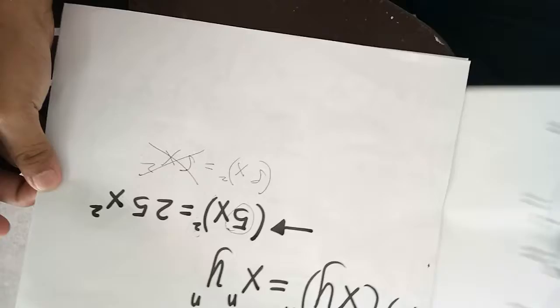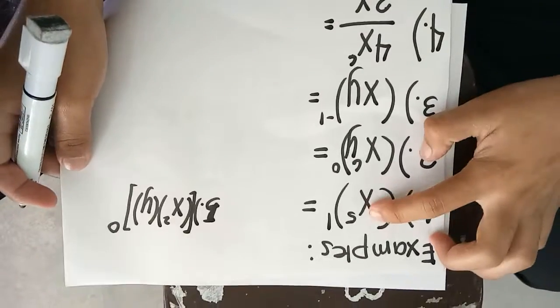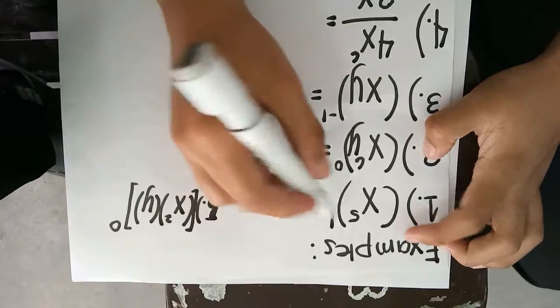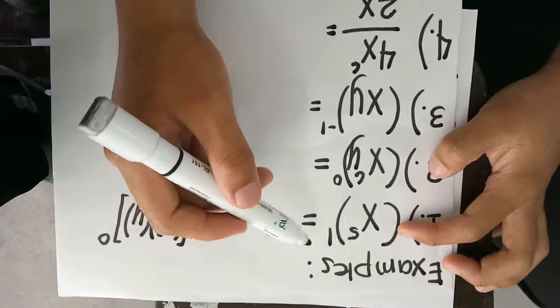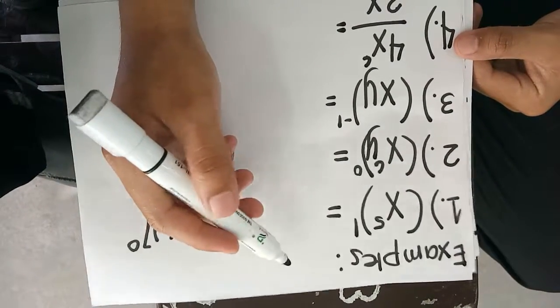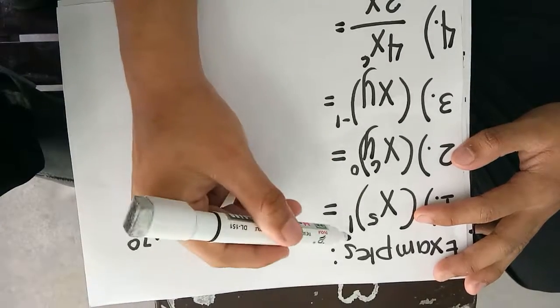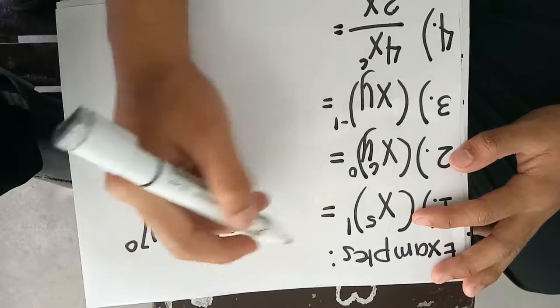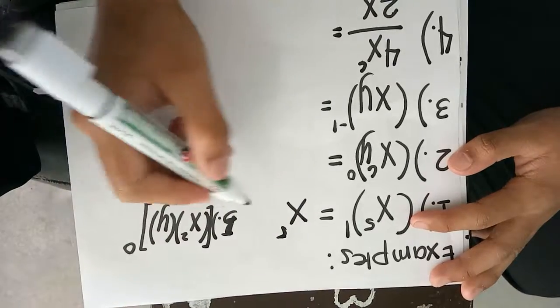So let's have some examples. First, we have x to the fifth, in parentheses, with the first power. Since we have the first law of exponent that any term that has the first power is equal to itself, we have the answer x to the fifth power.